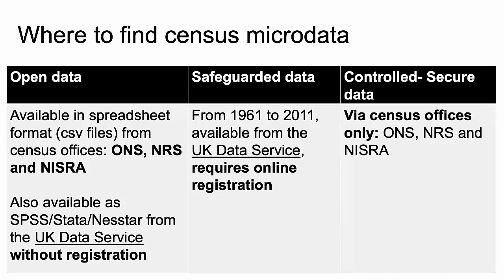The safeguarded files are available from the UK Data Service, but as we explained earlier, they require online registration in order to actually download the data. These sorts of data were collected for the censuses from 1961 to 2011, and the secure data are available only via the 3 census offices. So you can find full information on the Census Microdata webpage, which I'll show you in a bit, and it's part of the UK Data Service Census Support. And also the different census offices have their own information about the census as well.